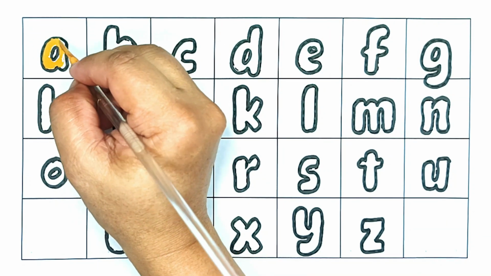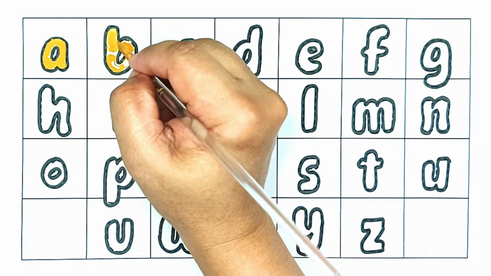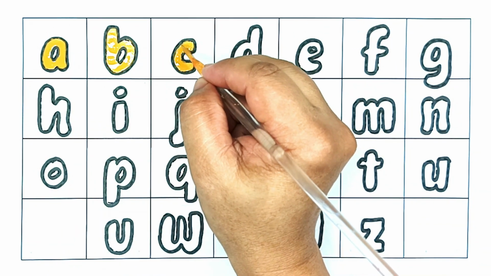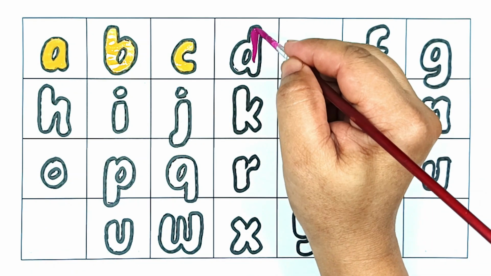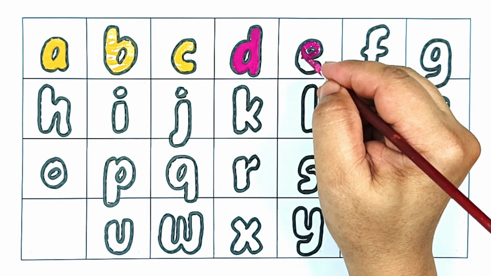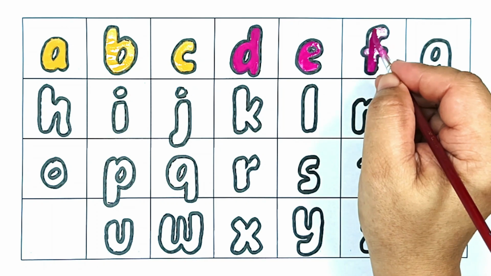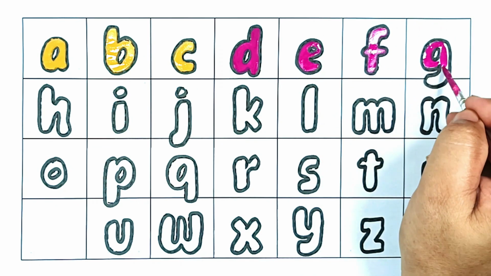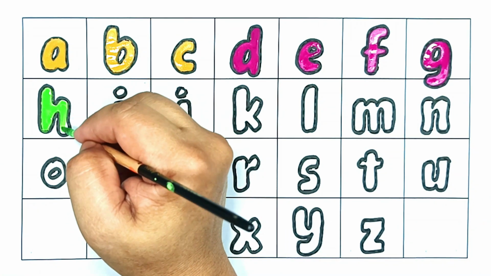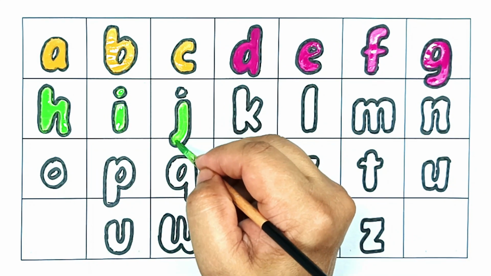A for apple, B for ball, C for cat, D for doll, E for egg, F for frog, G for glass, H for hat, I for igloo, J for jam.